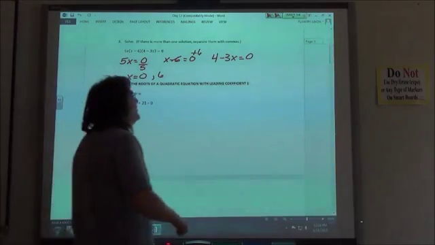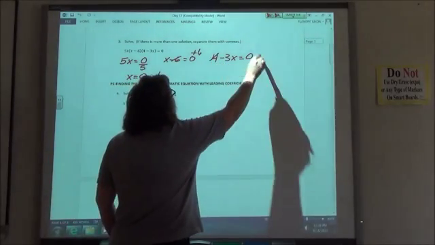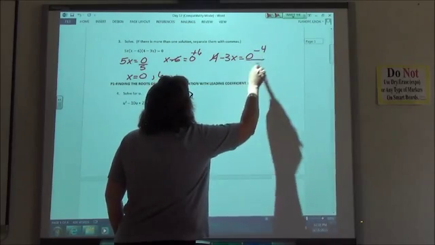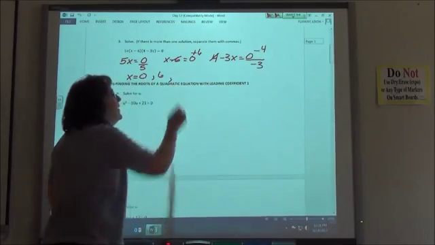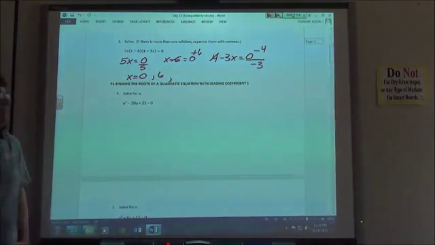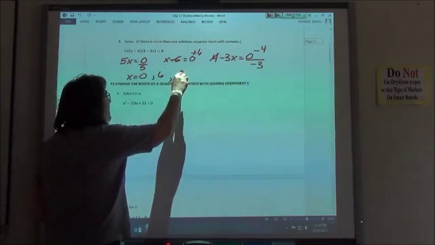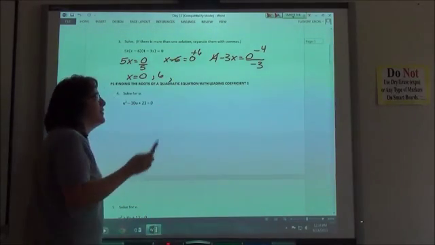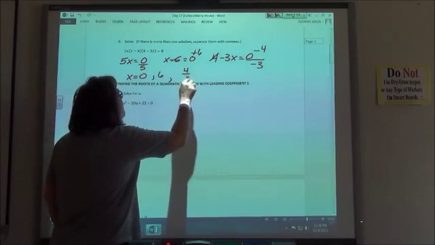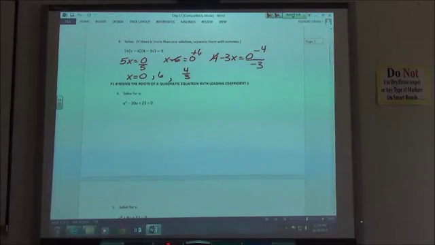And the last one, four over 3. 4/3, right? We're going to subtract the 4 and divide by the negative 3. So negative 4 over negative 3 is positive 4/3.